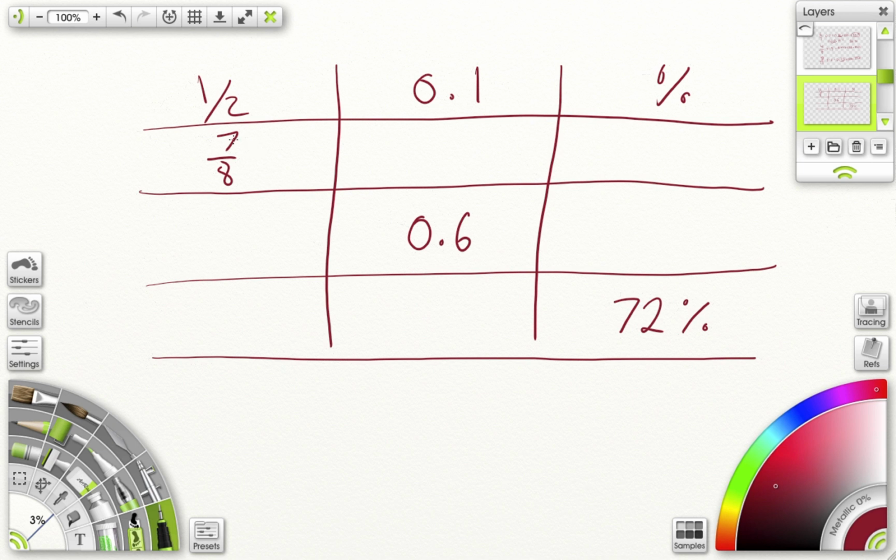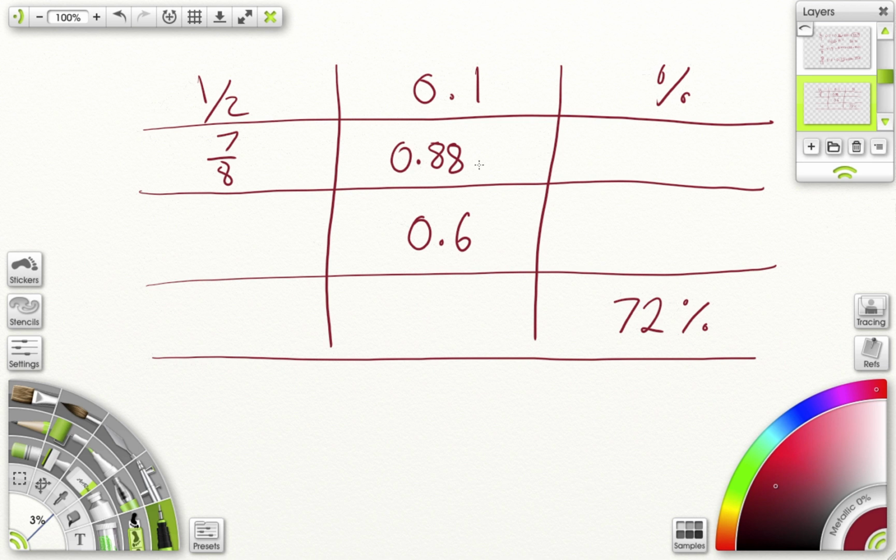So we already know how to do fractions into decimals and percents. So what I do is I take my fraction, numerator divided by denominator, so 7 divided by 8. It gives me 0.875. Rounded, it would be 0.88.